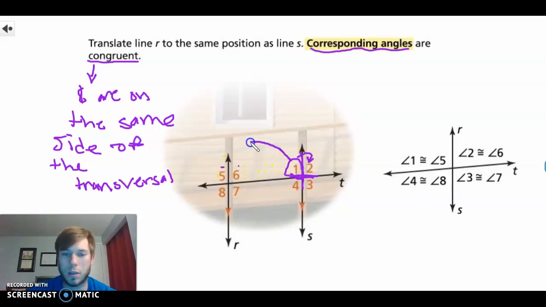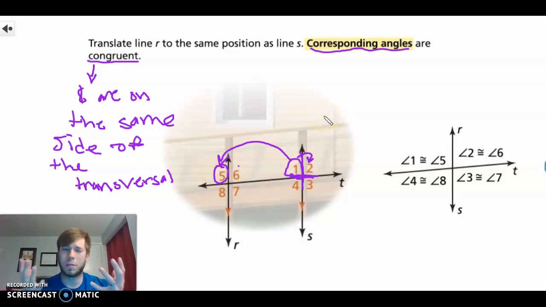Let's go ahead and take a look at angle 1 and angle 5. While it may not quite look like it, they are actually going to be congruent to each other. And since they're on the same side of the transversal, they would be corresponding angles. That congruency and being on the same side of the transversal would make them corresponding angles.